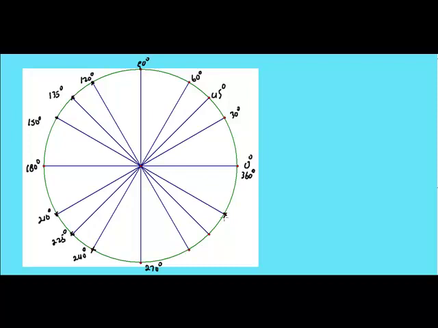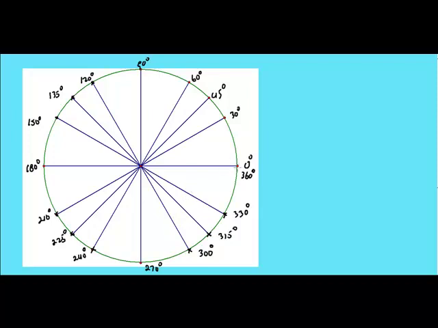Okay, this point here is 30 degrees less than 360, which is 330 degrees. And this point here is 45 less than 360, which is 315 degrees. And this point is 60 degrees less than 360, which is 300 degrees. Okay. So, this is the unit circle in terms of degrees.